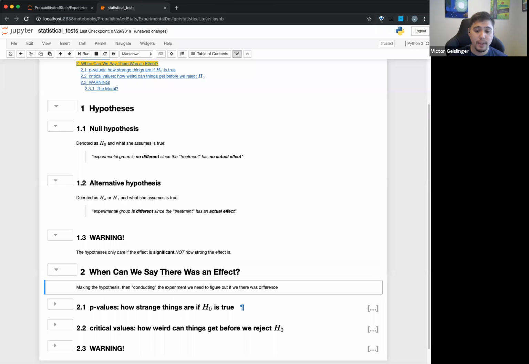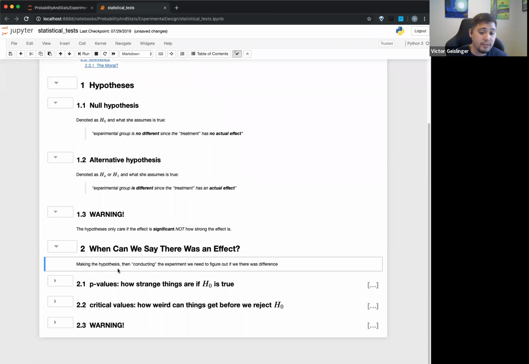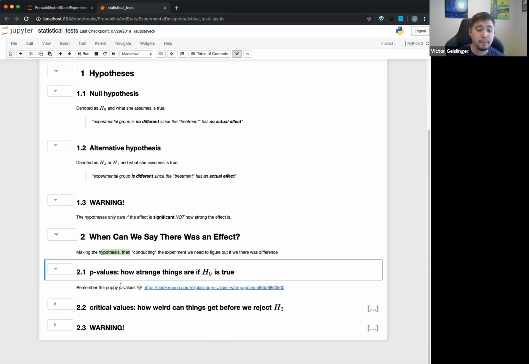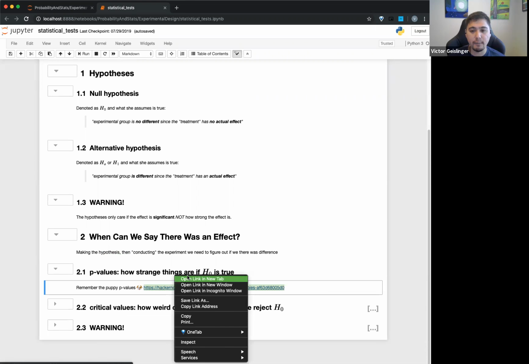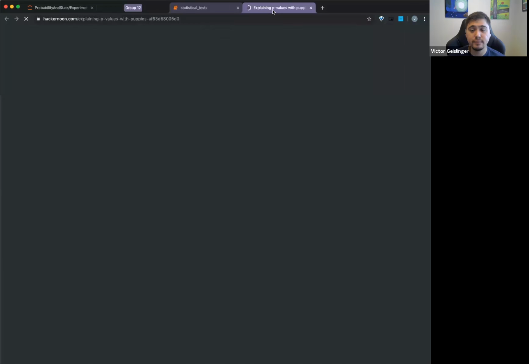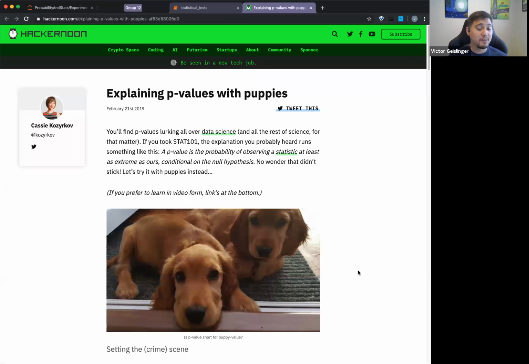Okay, so this leads into, like I said, was there an effect? We can conduct experiments and figure out if there actually was a difference. So one thing we want to do is use p-values. I'm going to reference something I hadn't shown you guys yet, which is Puppy P-Values, a really great little article written by, I don't remember her name, but she does a great job explaining p-values with puppies, of course, because why not, right?